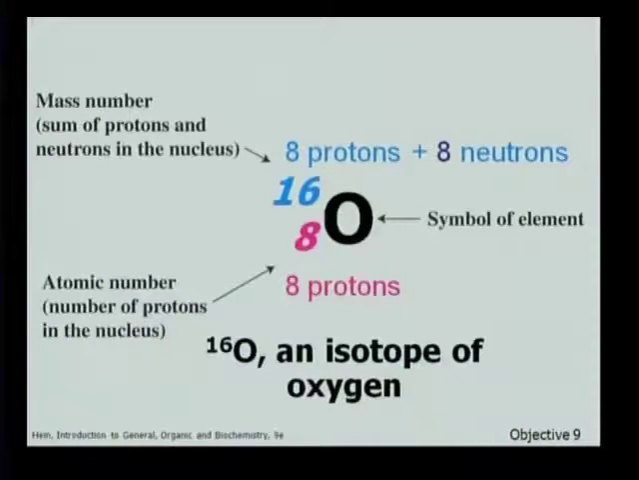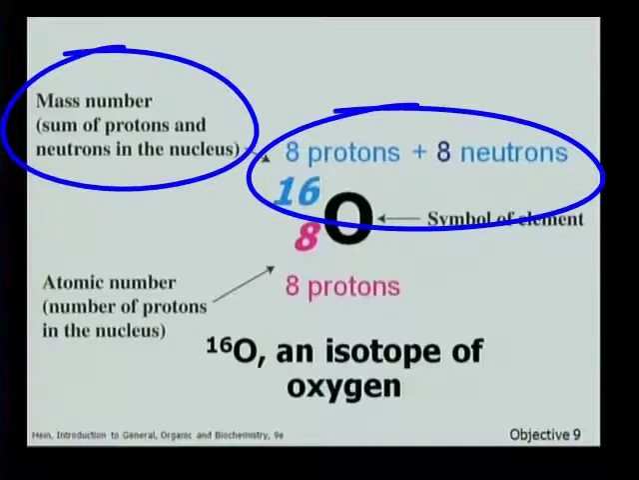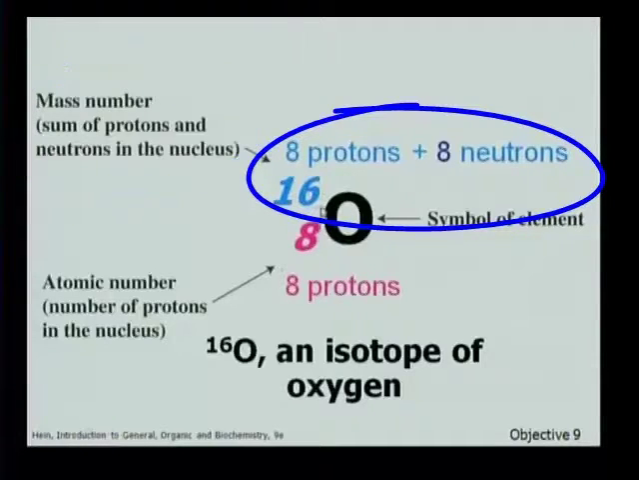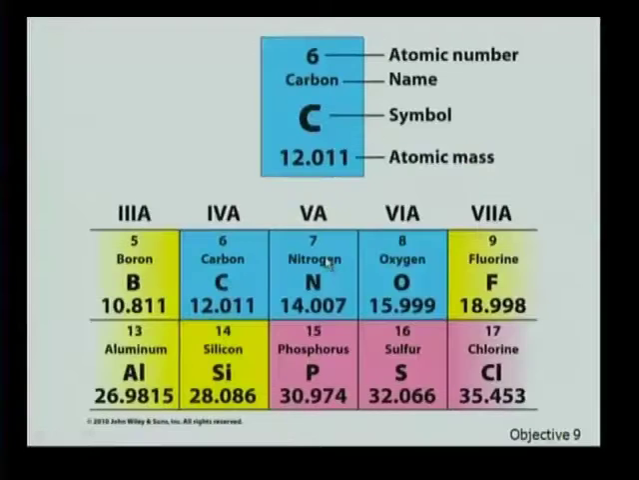Now, another way of symbolizing these elements is to show the atomic mass or the mass number as a superscript to the left of the symbol of the element. This is a superscript, so it's slightly higher than the level at which the symbol sits. So we'll call this 16 oxygen or oxygen 16, which is an isotope of oxygen.